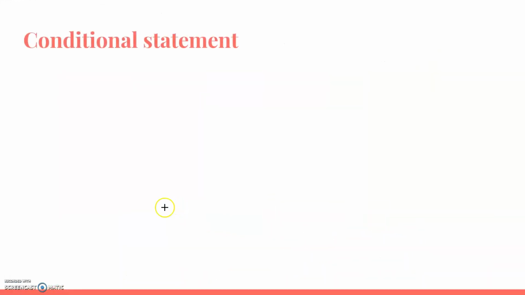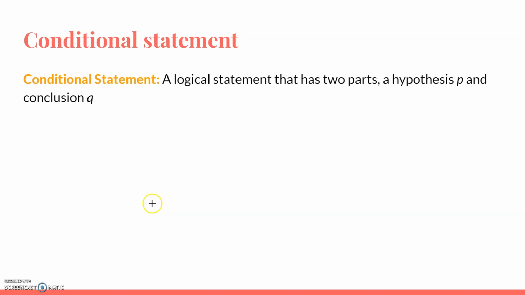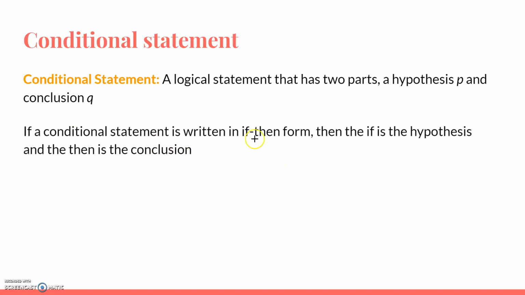Okay, so first off, starting with the actual conditional statement. The conditional statement is a logical statement that has two parts, a hypothesis P and a conclusion Q. Most of the time it's going to be written in if-then form. If it is, then the if is a hypothesis and the then is a conclusion. So you're going to be asked to write it in words and symbols and sometimes in other places. So we're going to be taking a look at both of them.